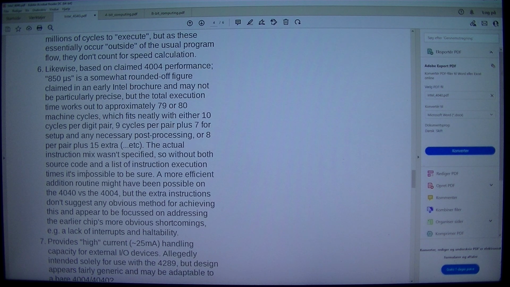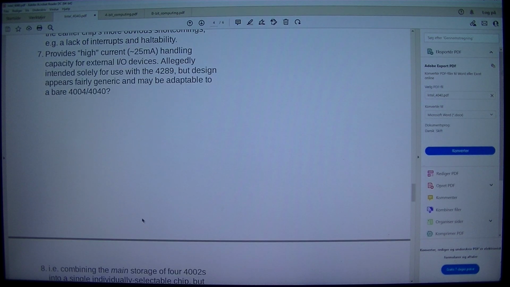The actual instruction mix wasn't specified, so without both source code and a list of instruction execution times it's impossible to be sure. A more efficient addition routine might have been possible on the 4040 versus the 4004, but the extra instructions don't suggest any obvious method for achieving this and appear to be focused on addressing earlier chips' more obvious shortcomings, e.g. a lack of interrupts and haltability.